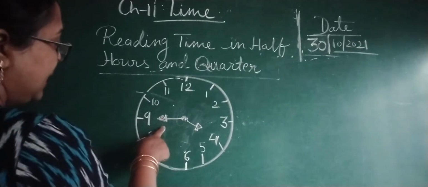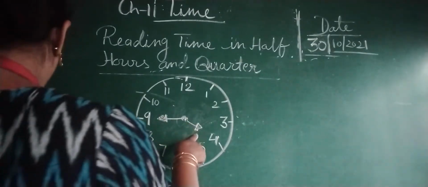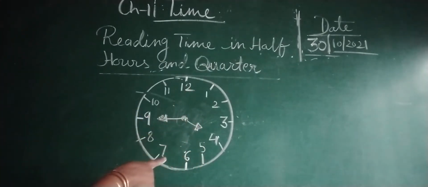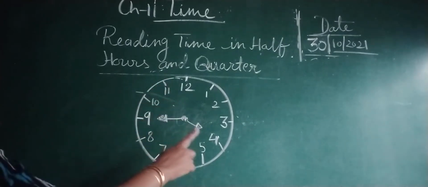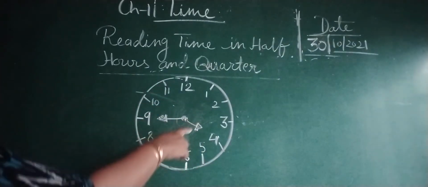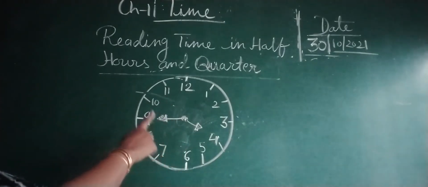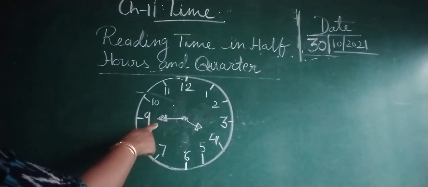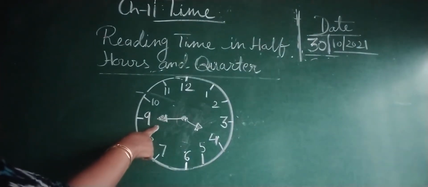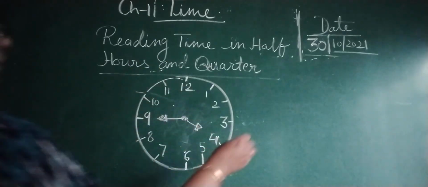9 पर ये bigger hand है, this is minute hand and this is hour hand. Okay, so look at the figure, the hour hand is in between 3 and 4. Okay, 3 और 4 के बीच में है and the line is quarter to 4 and the minute hand is at 9. Minute hand कहाँ पर है? 9 पर है. So this is called, the time is quarter to 4.